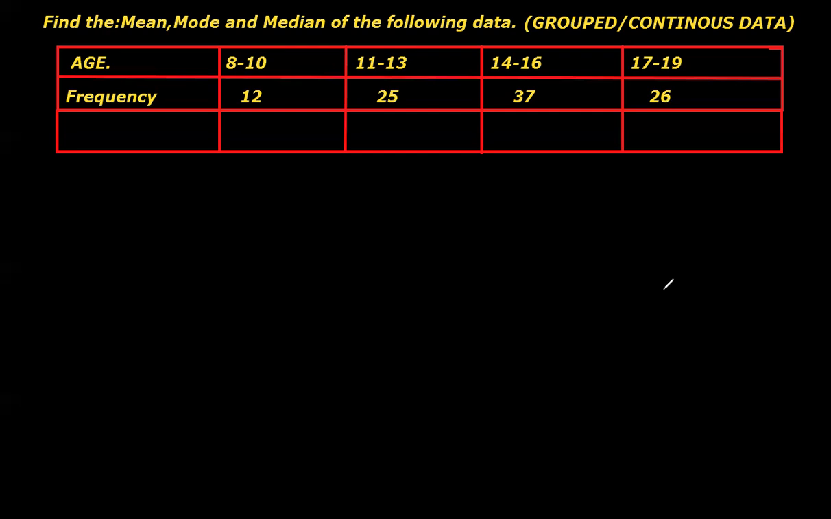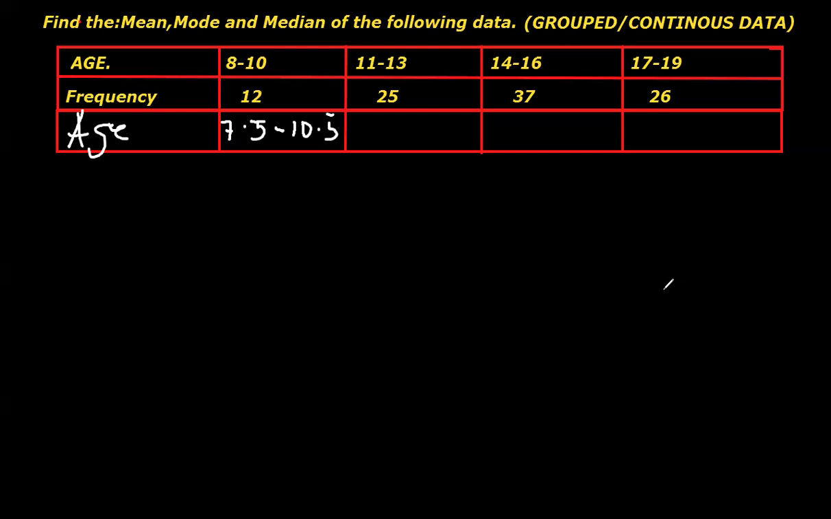Now, the first thing we need to do is to make sure this data is continuous. This is what you're going to do. You get the lower class boundary and the upper class boundary. So I'm going to get a new row of age, a new row of age. I'll just put it here. So a new row of age. Now my age will begin from 7.5, and then we proceed on to 10.5. So 7.5 is the lower class boundary, and 10.5 the upper class boundary.